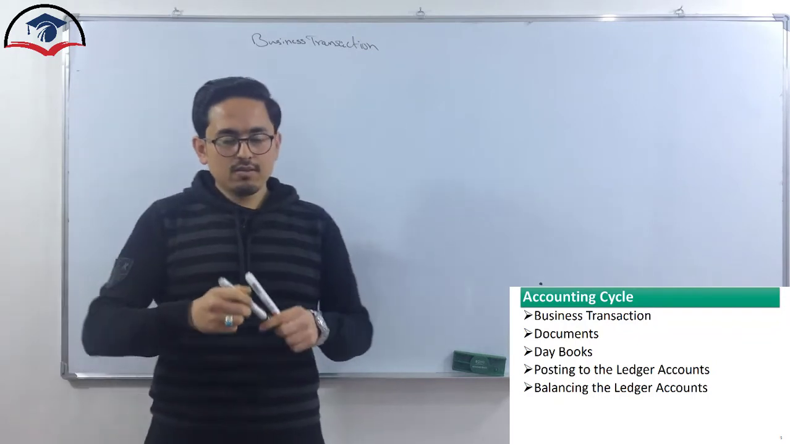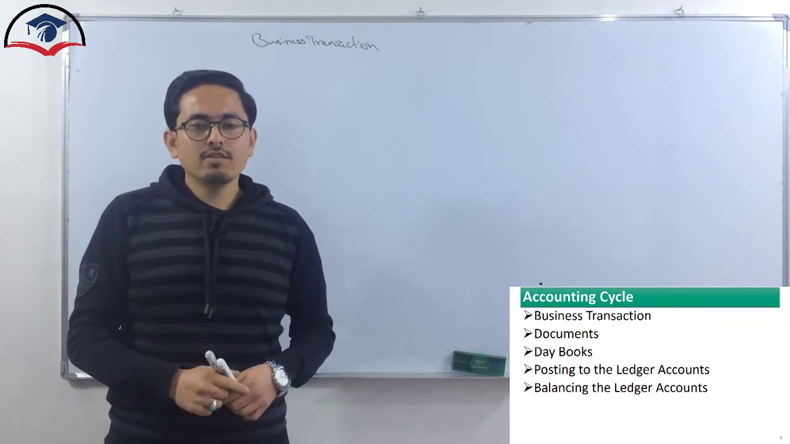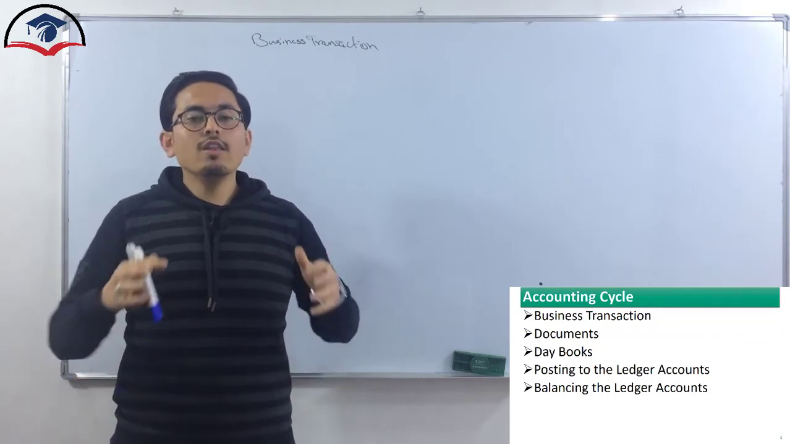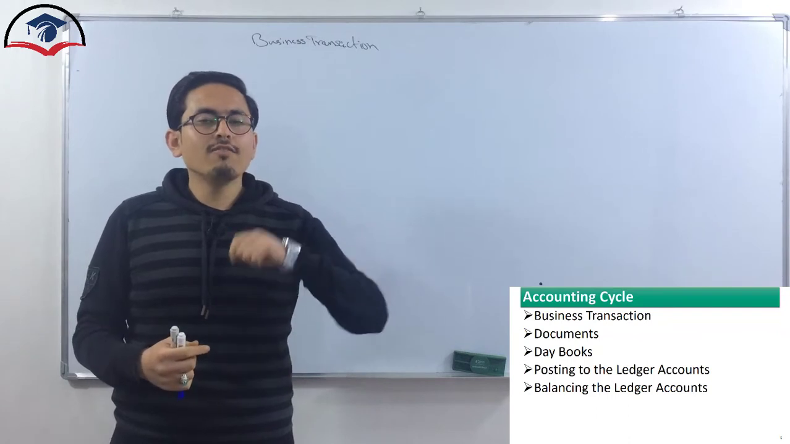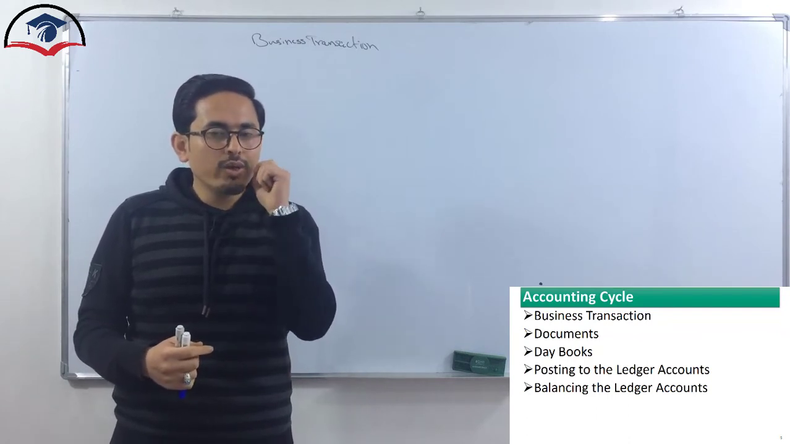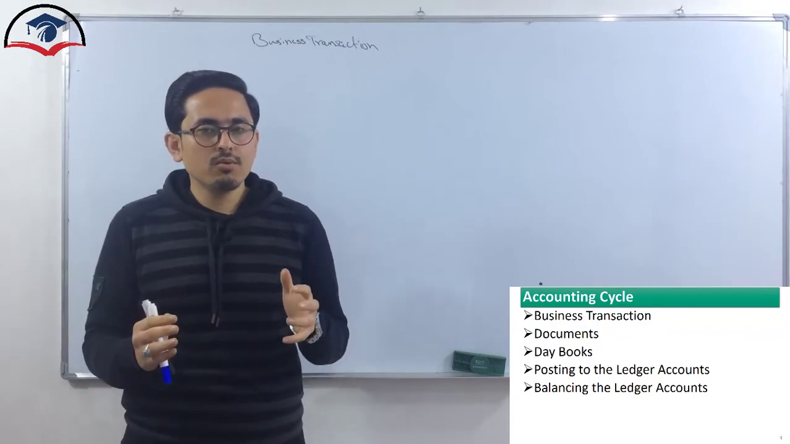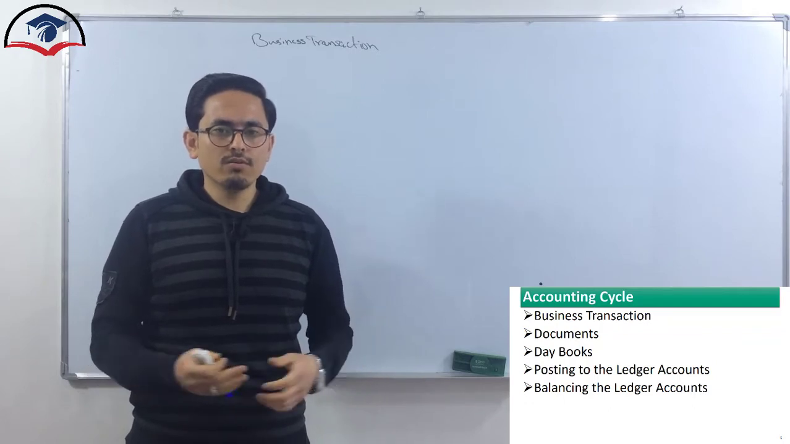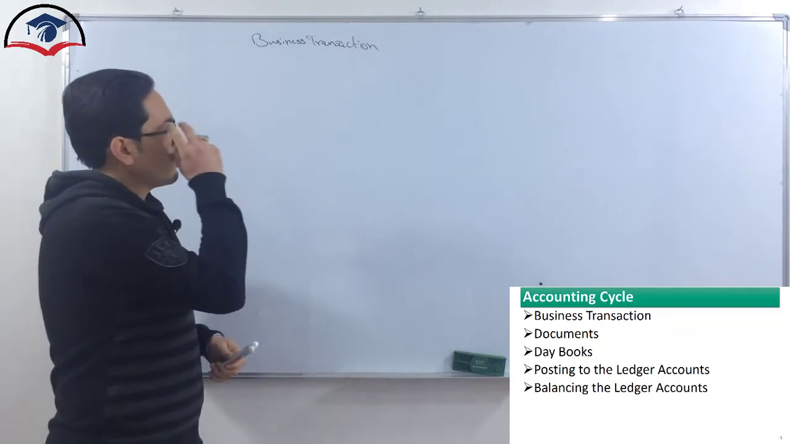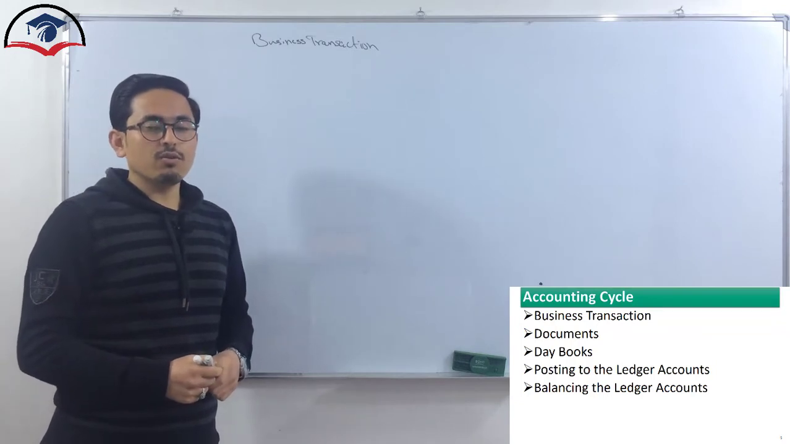Remember one point. We have events, and all the events are not transactions. We will record in accounting records only what has a financial effect, what we can express in monetary terms. Suppose I purchased a computer, then I will be able to record that inside the books of accounts. So first of all, we will consider the business transaction. Is there any monetary value for that or not?